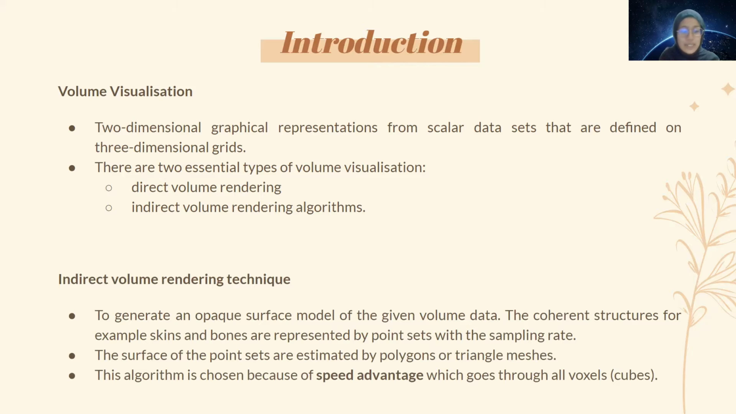Indirect volume rendering technique is to generate an opaque surface model of the given volume data. The coherent structure, for example skins and bones, are represented by point set with the sampling rate. Next, the surface of the point set are estimated by polygon or triangle meshes. This algorithm is chosen because of its advantage, which goes through all voxel, which is cube. We are talking about marching cube right now, so it will go through all voxel in the cube.